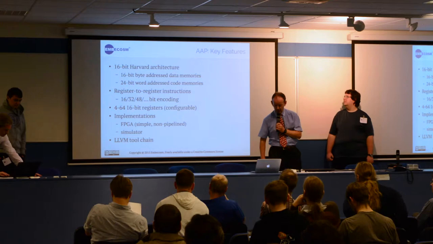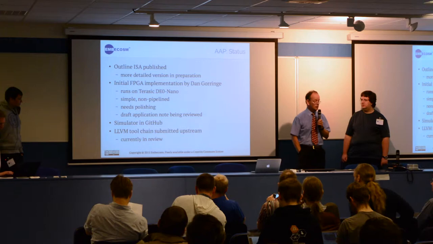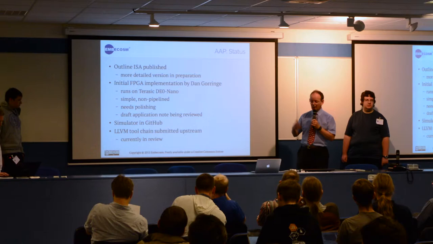So where are we? The outline ISA is published, and indeed it was updated on Friday, so every instruction is documented, but we're still working through some details, and we're getting quite good feedback from people who say, this causes me a real problem in my compiler. Can you put this horrible thing in your design to make your compiler even more useful? So we're adding horrible things to it. And if you've got some horrible things you want to add, just let Simon know.